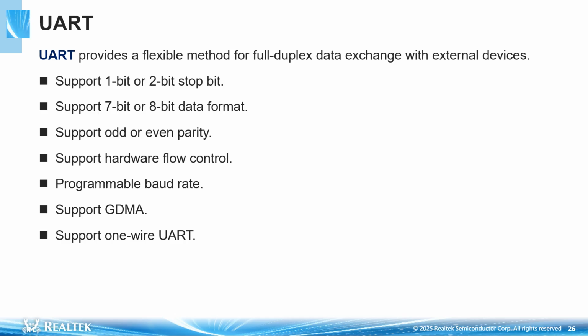UART provides a flexible method for full duplex data exchange with external devices. The UART utilizes a fractional baud rate generator to provide a wide range of baud rate options. It supports half-duplex single-wire communication. UART can also be used with GDMA to achieve high-speed data communication.